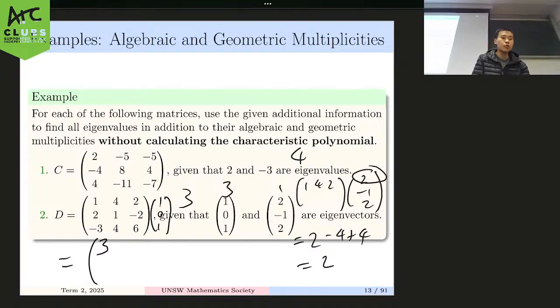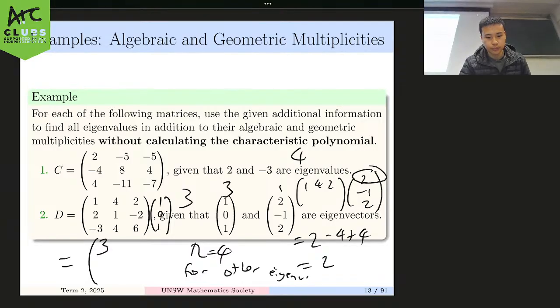So basically with this, once again, we use the fact that the trace of it is going to equal the sum of the eigenvalues. So I already have 3 and 1. The trace is 8. So I can deduce the other eigenvalue is definitely going to be 4. So lambda is equal to 4 for the other eigenvalue.